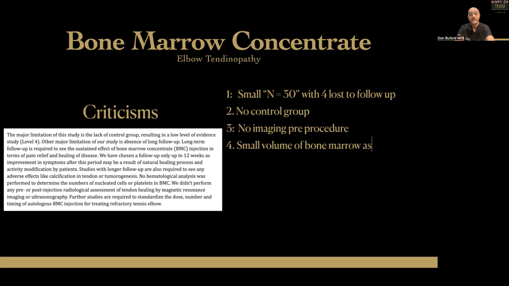Number 4, they only drew 10 cc's of bone marrow. And so you guys know, if you're playing poker with me in this regenerative medicine game, the ante is 60. So even for tennis elbow, if we're using bone marrow concentrate, we're going to draw 60 cc's of bone marrow. We're going to concentrate it back down to 2 or 3, but we're still going to draw 60. And that's going to give us a much higher count in terms of our cellular content. And if we're talking about PRP, that's going to give us a much higher platelet dose.